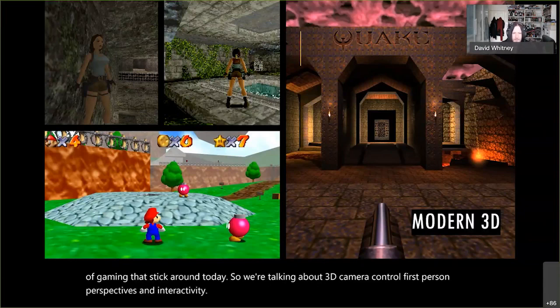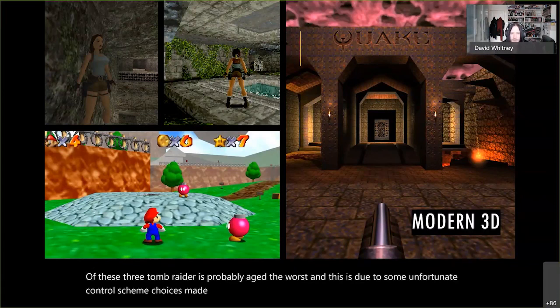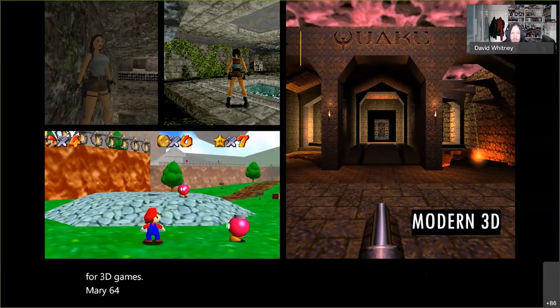Of these three, Tomb Raider has probably aged the worst, and this is due to some unfortunate control scheme choices made at a time when there were literally no default control schemes for 3D games. Mario 64 is still as playable today as ever, and Quake holds up entirely as the first real 3D networked multiplayer game that worked.